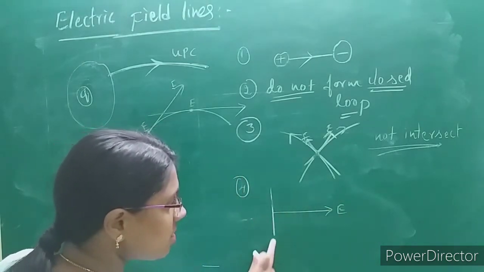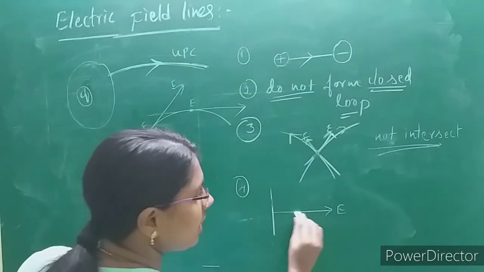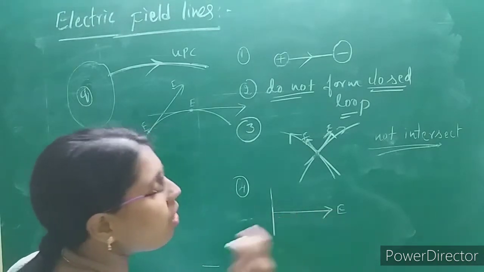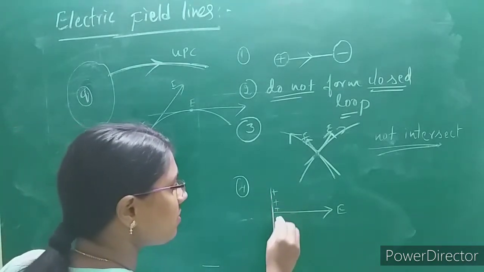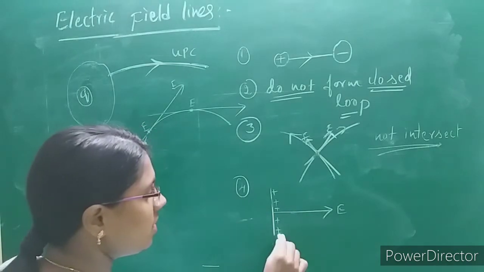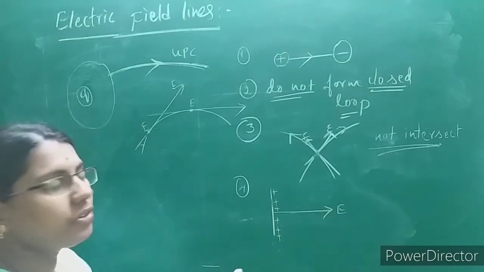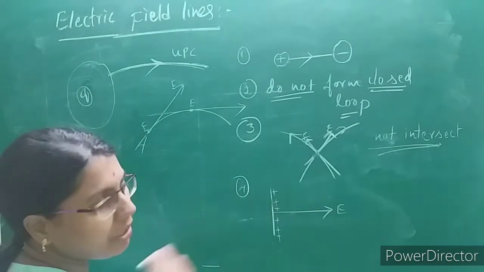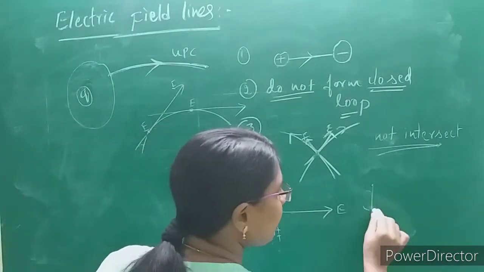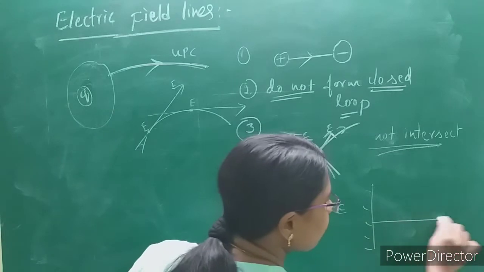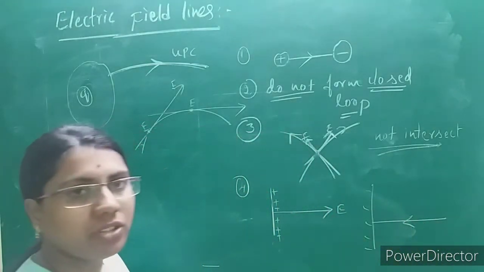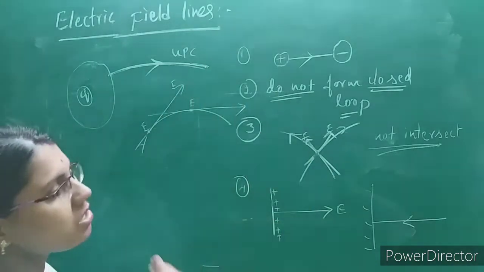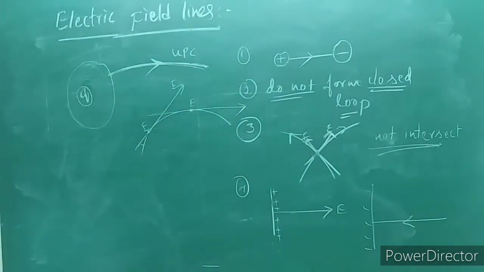If this is the charged conductor, then the electric field line is always normal to the surface of the charged conductor. See, if it is a positively charged surface of the conductor, then the electric field is acting outward from it but normal to it, meaning perpendicular to it. Suppose this is a negatively charged conductor, the electric field lines are acting inwards but normal to the surface of the charged conductor. So these are the main basic properties of the electric field lines.